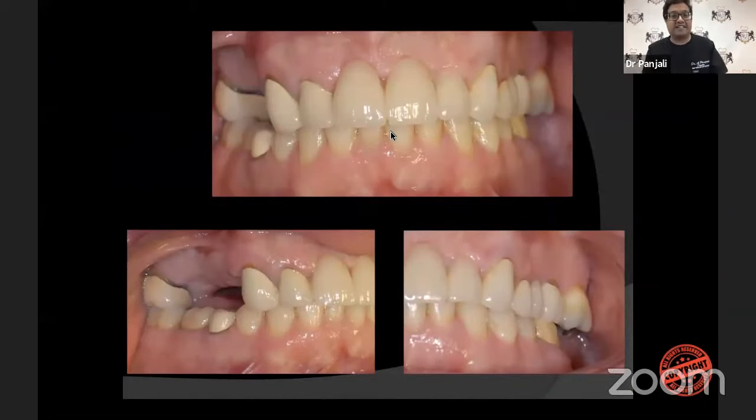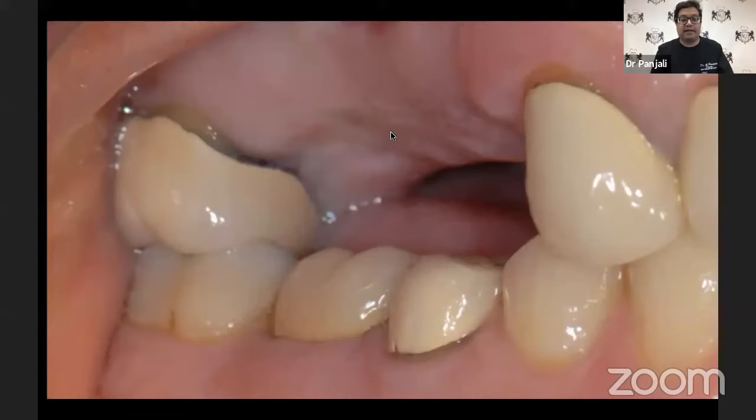This is my last case I want to show you very quickly. And watch this case. This is an implant-supported bridge. Look at the soft tissue thickness. This is a thick biotype, very ideal for people who are just starting out in implantology.